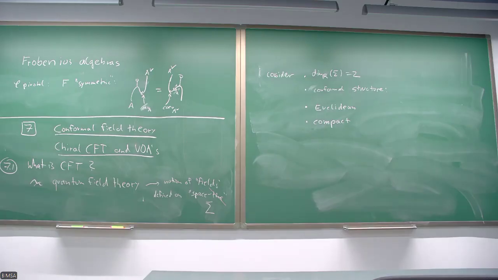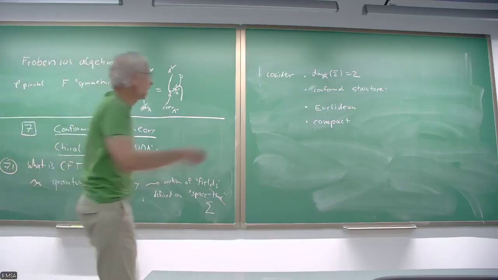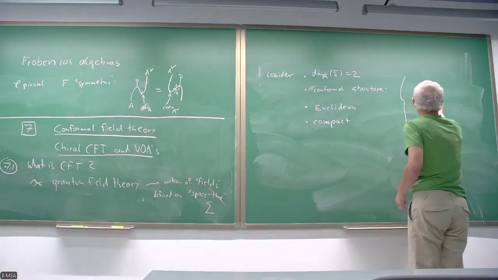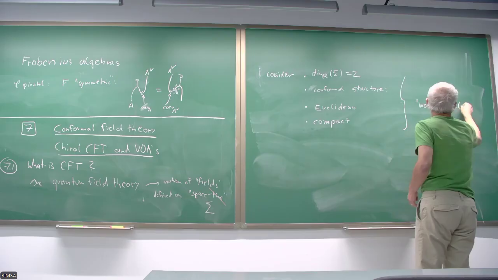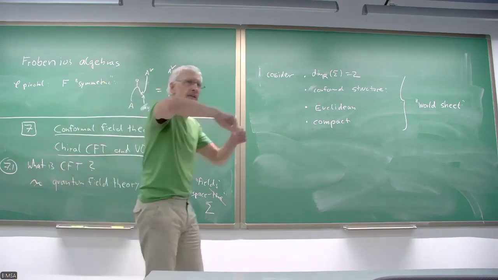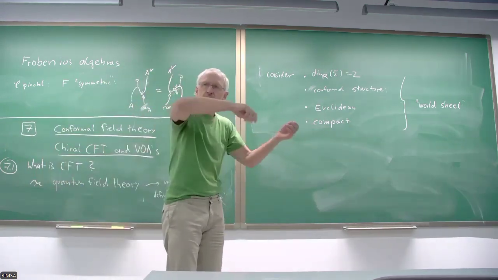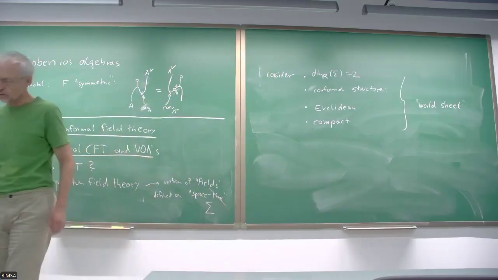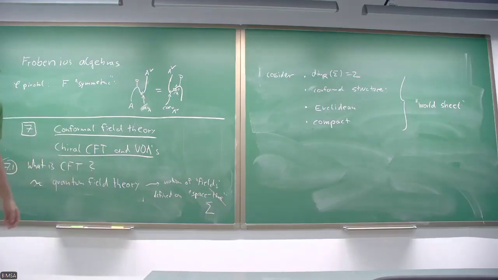An important additional point: I will typically call these surfaces and worldsheets. This is terminology borrowed from string theory, where you look at the one-dimensional string moving around in some ambient manifold and then sweeping out a two-dimensional surface. And in particular, when I say worldsheet, Euclidean and compact will be implicit.